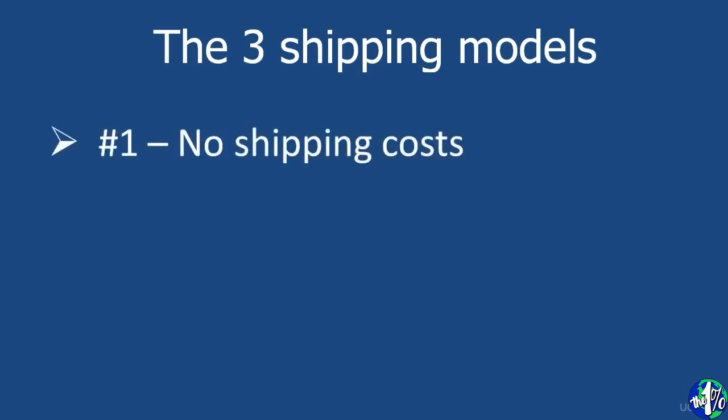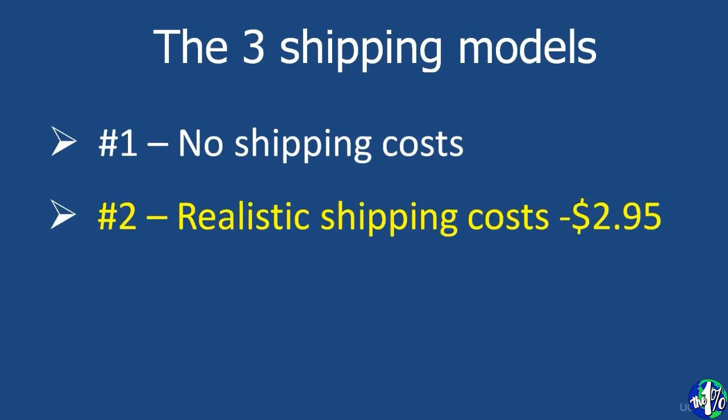The first one is no shipping costs at all. All right, so basically the product's $20, €20, whatever it is, and that's it. Yeah, there are no shipping costs added on at the point of sale at all. So number 2 is realistic shipping costs, which I put at $2.95, and I've highlighted that, so you might guess that that's actually my preferred option already.